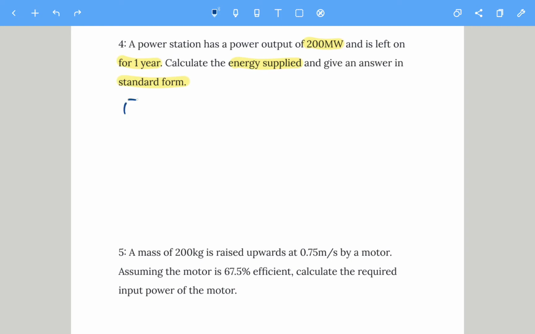So energy supplied, so energy is power times time. That's straightforward. And then we just need to put the numbers in. So 200 megawatts is 200 million. So you could just write 6 noughts. But instead of 6 noughts, you could write times 10 to the power of 6. Multiplied by time, now 1 year.